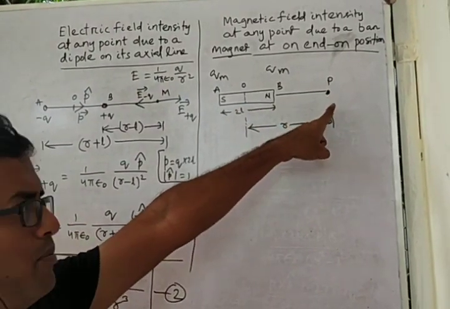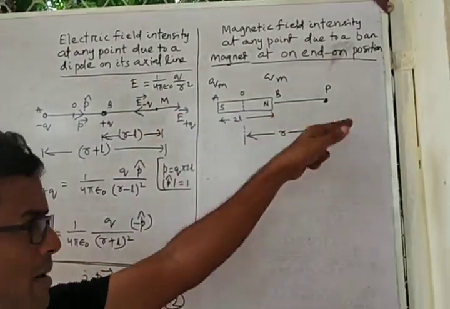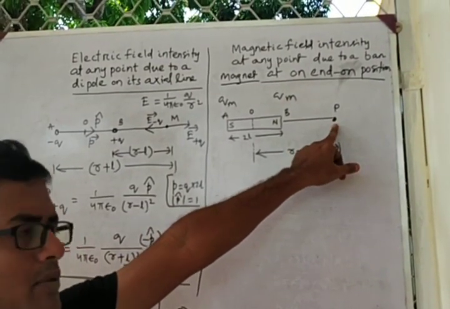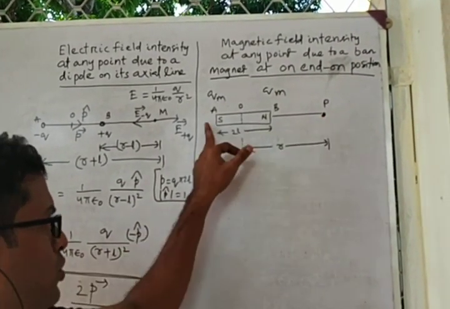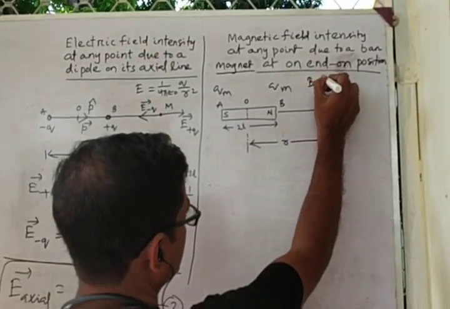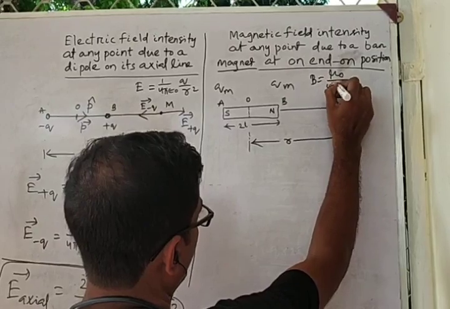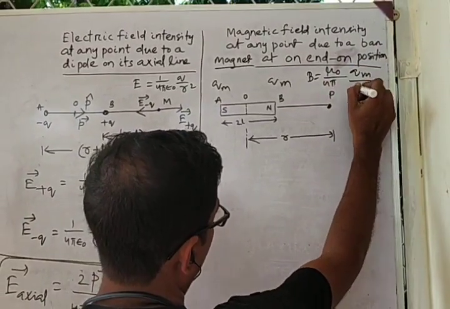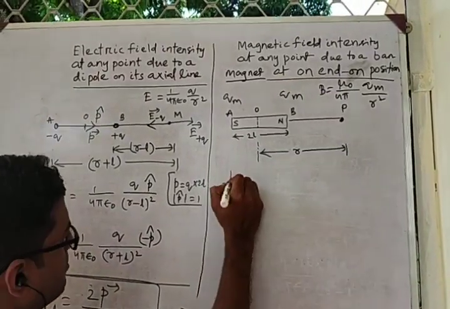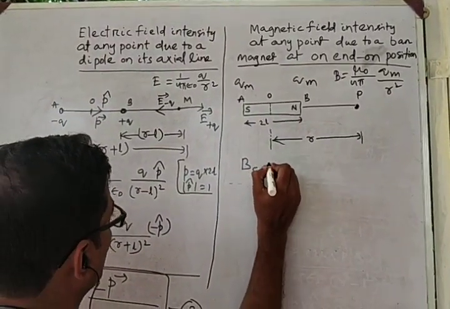Let us consider a point P on the axis of the bar magnet, which is called end-on position. We want to find out magnetic field intensity at P due to both the poles. For one pole, magnetic field intensity is given as mu 0 by 4 pi Qm by r square. So I will write magnetic field intensity due to south pole first.